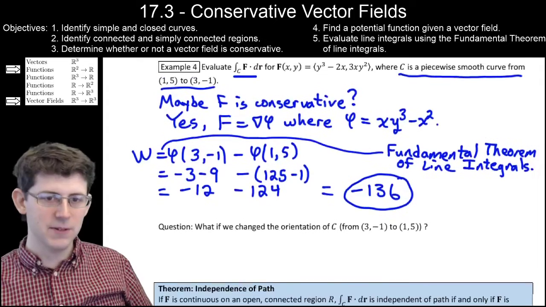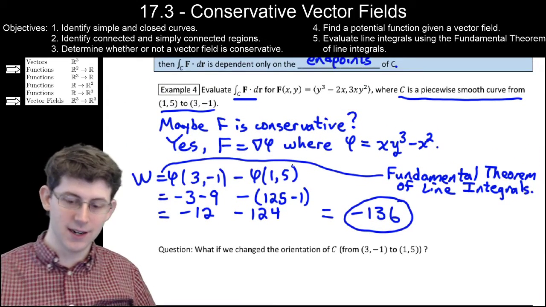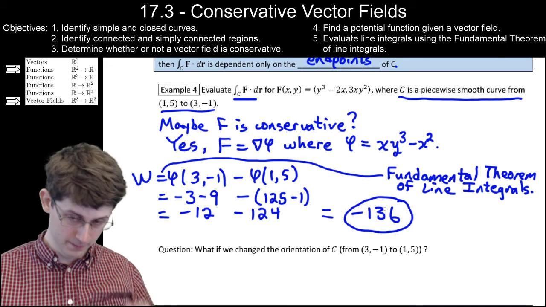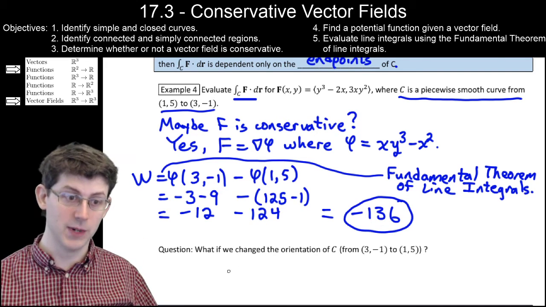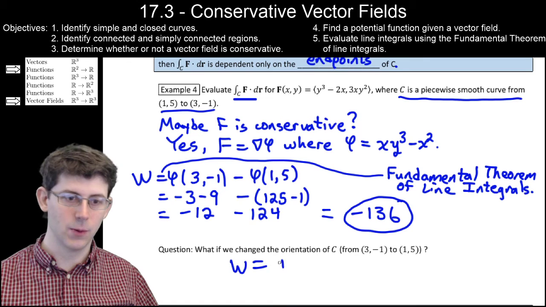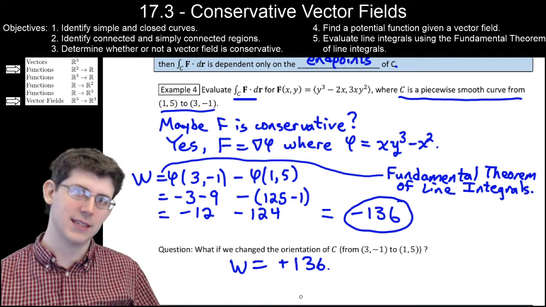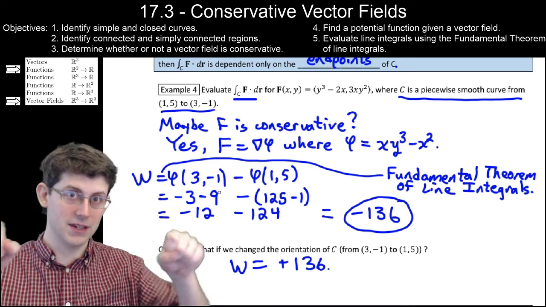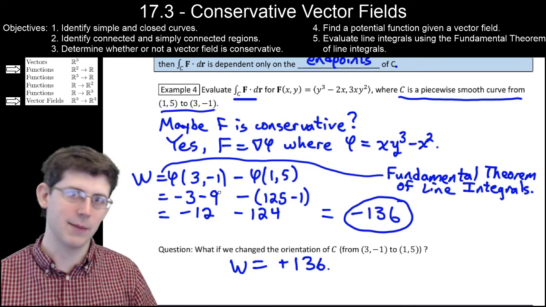Okay, question: what if we changed the orientation? What if we switched the start and end point? If we switched the start and end point, then instead of the vector field working against us, the vector field would help us. So then we would get that the work is positive 136 instead. And you can see that by just saying, if I switched these two, I would do the difference in the opposite order, so I'd get the opposite answer.